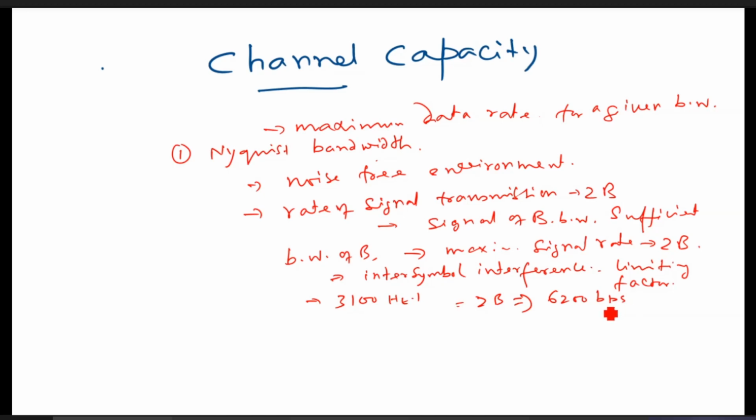Now, if you consider a voice channel that transmits digital data within a bandwidth of 3100 hertz, then the maximum data rate, the capacity of the channel, will be 6200 bits per second. And of course, this can be enhanced if you consider multi-level signaling. We'll see it.